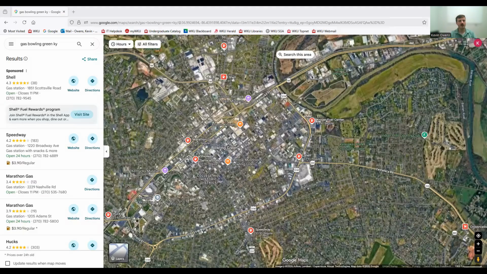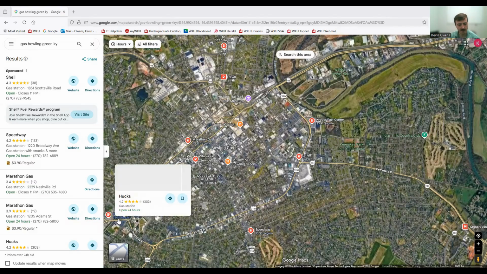Well, hey, I got a little something here. Google Maps lets you look at gas prices for some particular locality, and I pulled this up here. Check this out. We've got the gas here in Bowling Green, Kentucky. What do we got? We got Shell at $3.90 a gallon, Kroger Fuel Center at $3.90 a gallon, Shipley Service Station $3.90 a gallon, Marathon $3.90 a gallon, Speedway $3.90 a gallon.